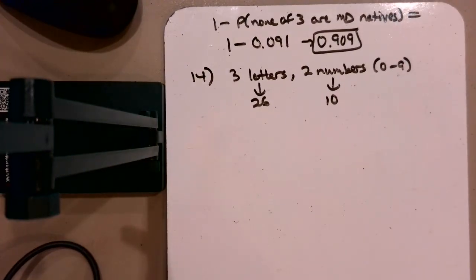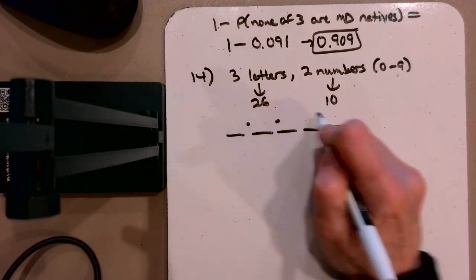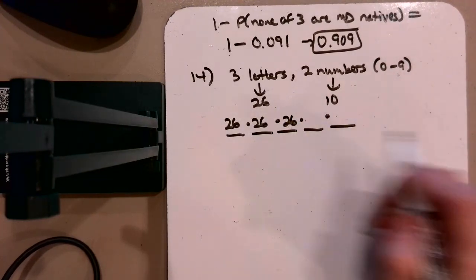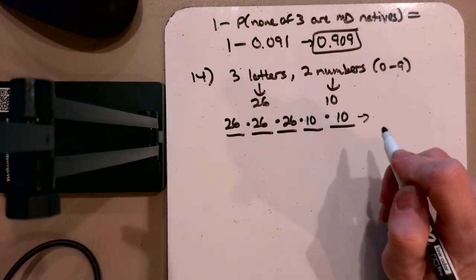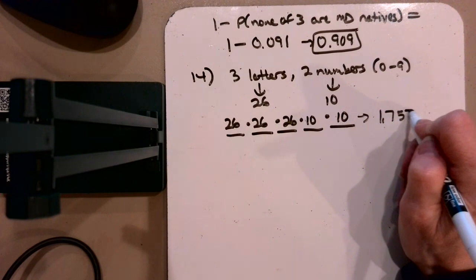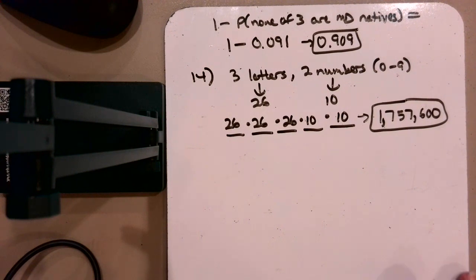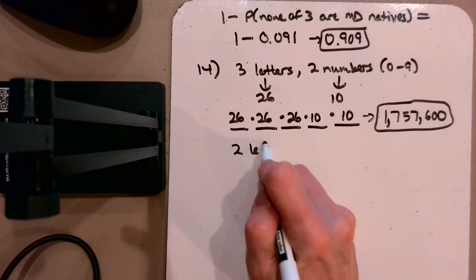So the first version of question 14 says, how many different passwords are possible when repeats are allowed? So 3 letters followed by 2 numbers, fundamental counting rule. So 26 letters, 26 letters, 26 letters, 10 numbers, 10 numbers, because repeats are allowed. So 26 times 26 times 26 times 10 times 10 gives me 1,757,600 possible passwords.